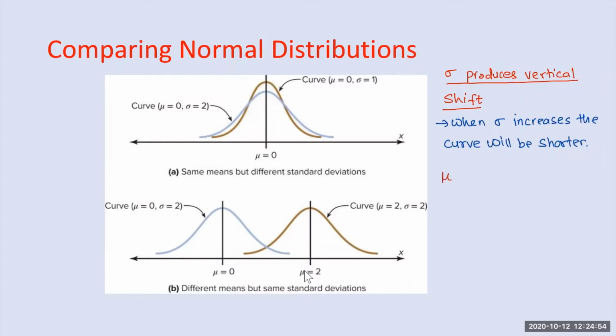Let's write that down. Mean produces horizontal shift.